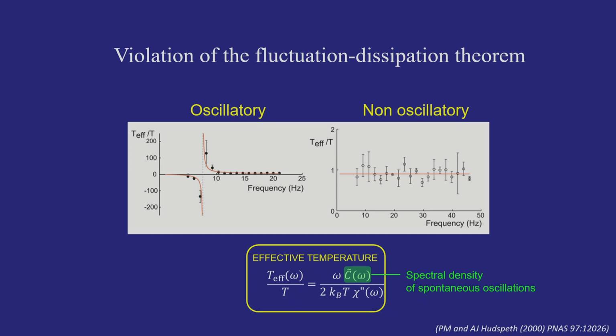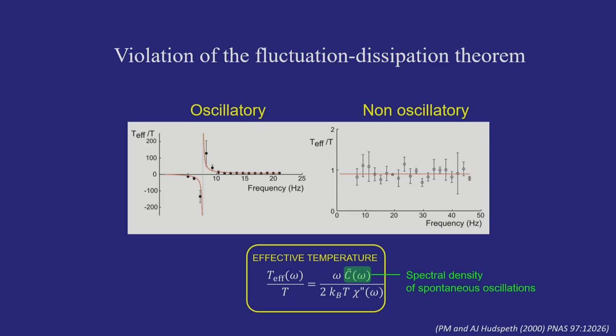In the case of a controlled bundle that does not oscillate, we see that the fluctuation dissipation is satisfied, which came actually as kind of a surprise because the cell is still living, it's still alive. But we do not see any signature in the movement, in the fluctuations of the movement of activity. In contrast, for the oscillatory hair bundle, we see a striking divergence of the effective temperature near the natural frequency of oscillation and a change in sign.